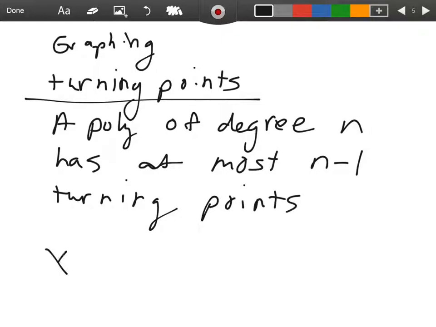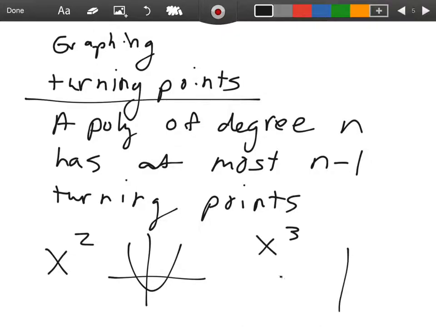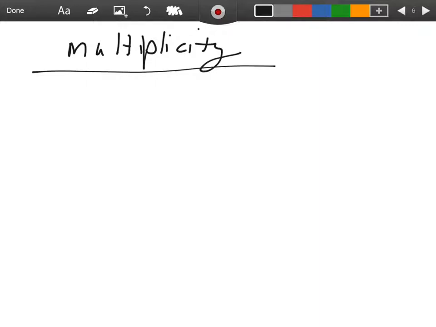Okay, that makes sense. If you look at something like x squared, we know it's a parabola, and so you can see it only has 1 turning point. If you look at something that's a cubic, it has 2 turning points. Okay? And our next little thing is multiplicity. Now, we already talked about multiplicity as far as zeros, but this is talking about it with graphing.